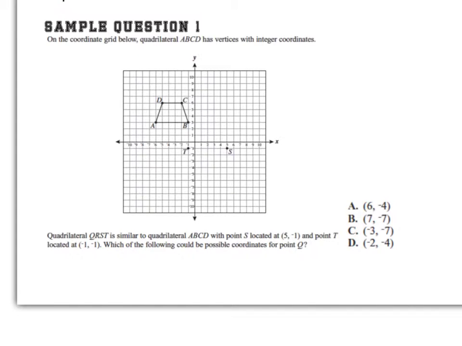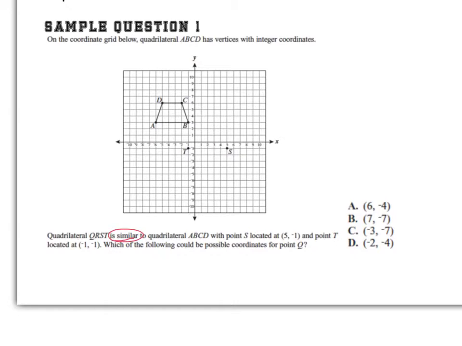Our first sample question is about a quadrilateral that has integer coordinates, and it also has to deal with similarity. Similarity comes up a lot in our course. Quadrilateral QRST is similar to ABCD, so S and T correspond to C and D. That means Q and R are going to be below T and S. It's going to be similar, like an enlargement and a translation of that object.